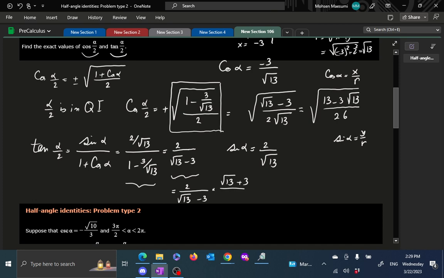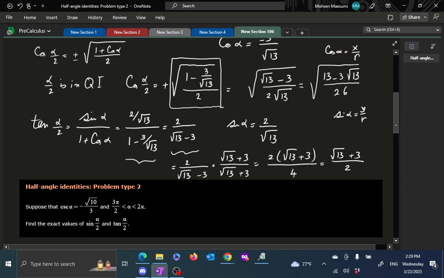And so 2 times radical 13 plus 3. So it's just algebra practice. Radical 13 times radical 13 is, of course, 13 minus 9 is 4. Simplify one more step: radical 13 plus 3 over 2. Okay, so that was the story of tangent.